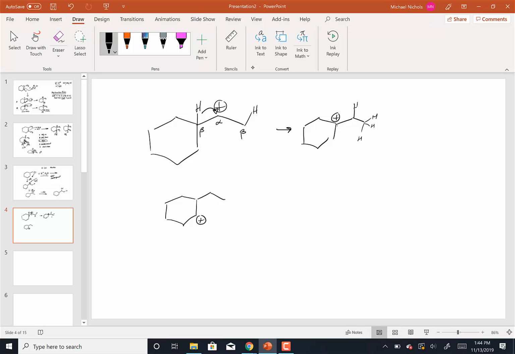Again, I could do that by simply saying write the rearranged product, or I could say here's the reactant, here's the product, show me the mechanism, and you've got to identify along the way, oh, I need to shift.